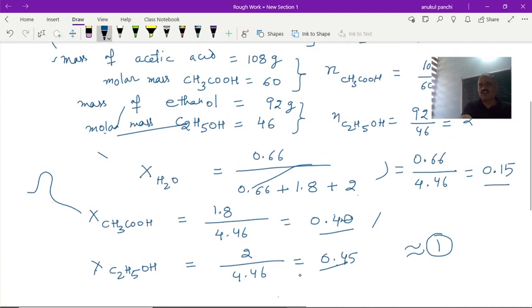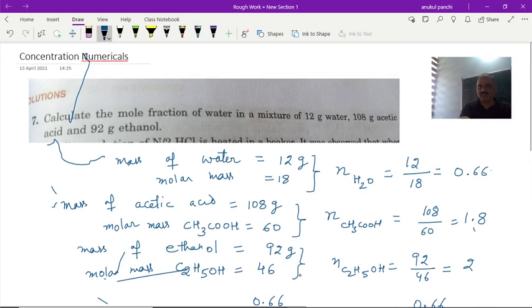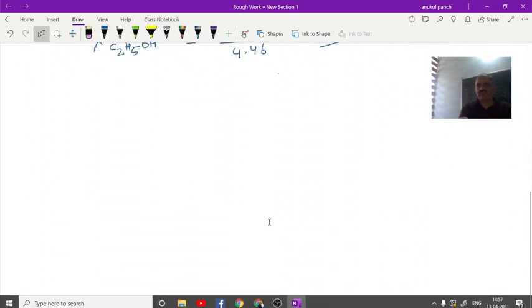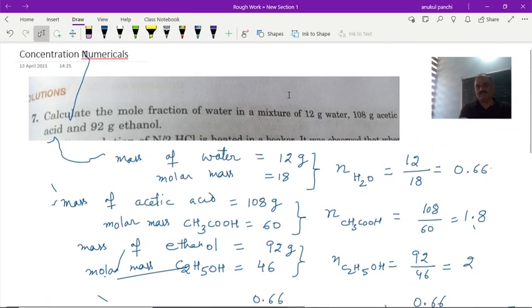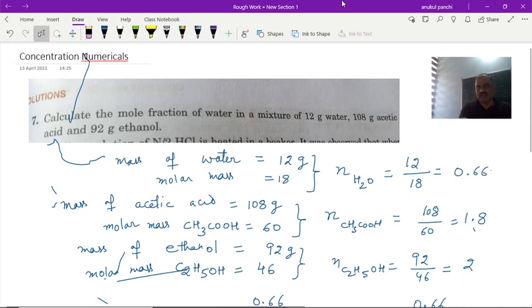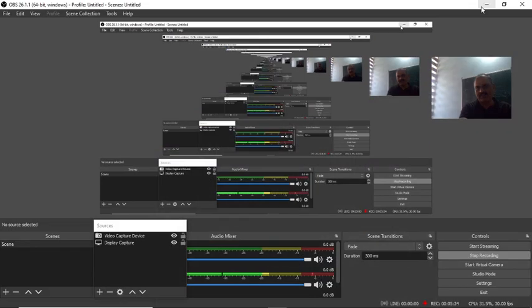Because we know if the fractions of all the components are added, the answer should be total. Total means unity. So in this way, you can solve this numerical, and now I think you can solve other numericals of this type also.